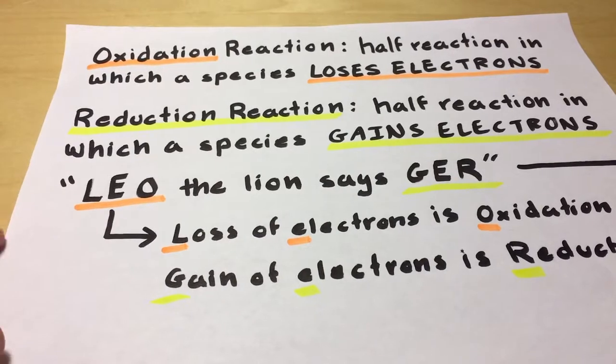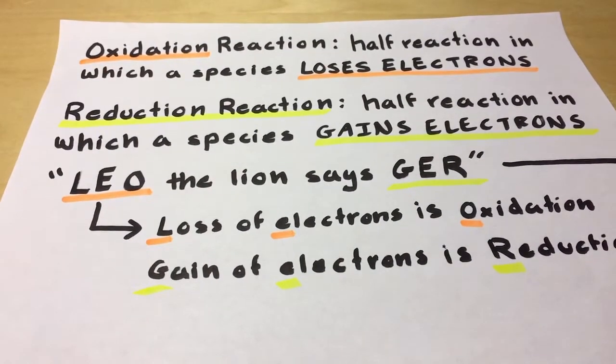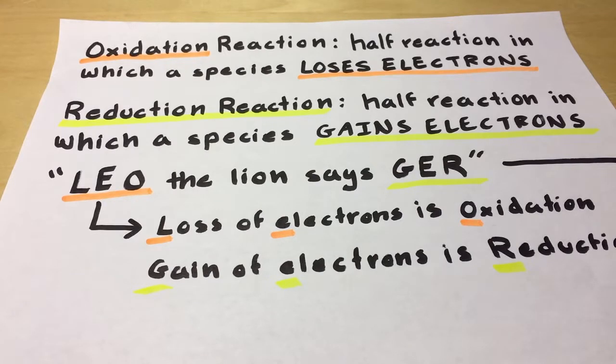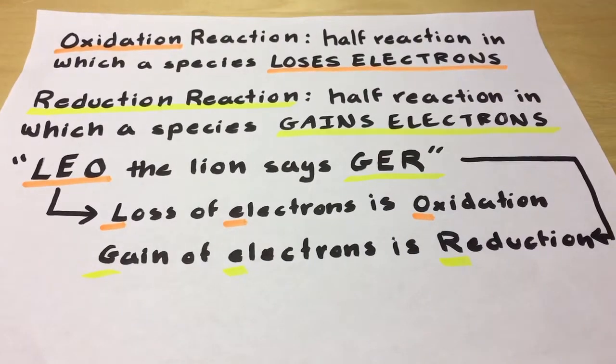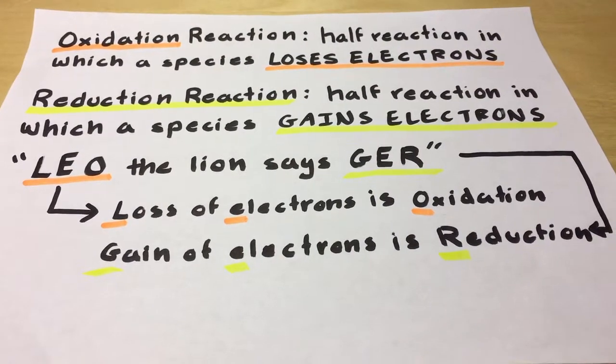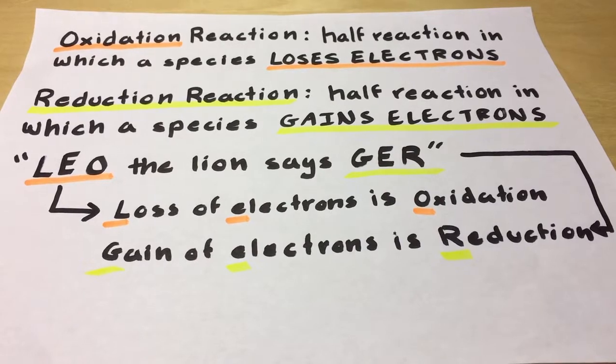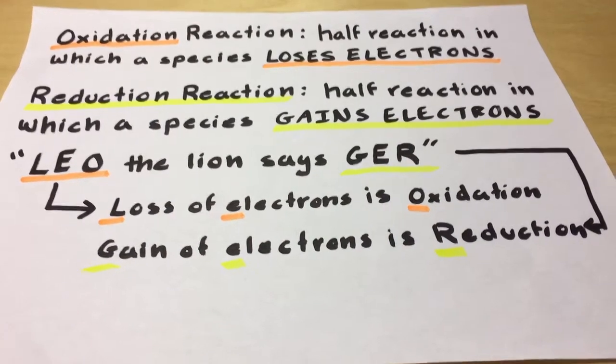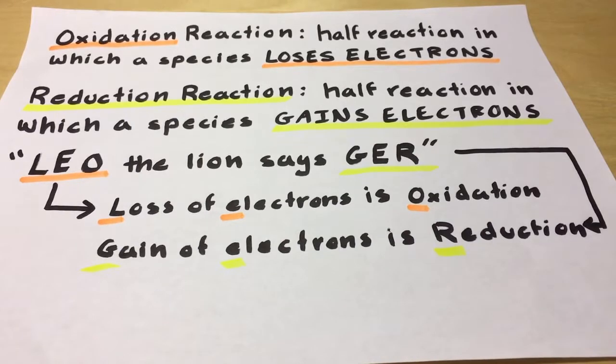And an easy way for me to remember this is a simple sentence. Leo the lion says grr. And I use this sentence while I'm working through problems and other things, and it just helps me remember what exactly oxidation and reduction reactions are. So Leo breaks down into loss of electrons is oxidation, L-E-O. And grr breaks down into gain of electrons is reduction, G-E-R. And while you may not use this in your problems, I just find that it helps, and I recommend using it.